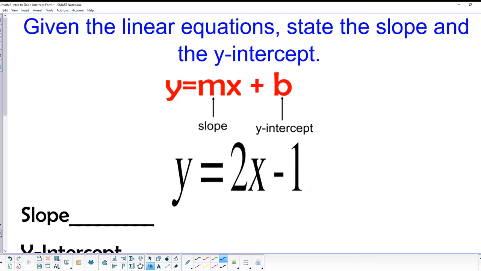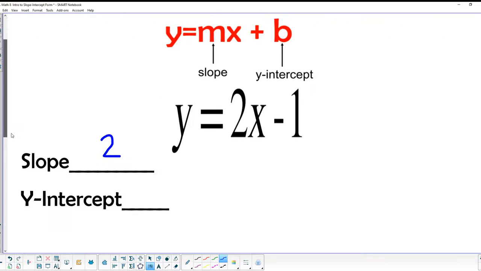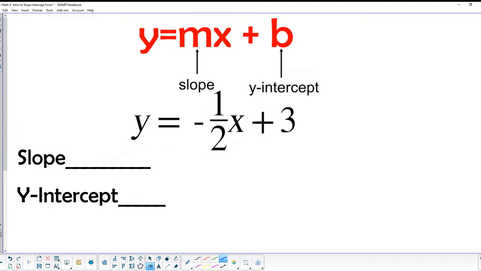How about this one? Well, the slope in this case would be 2, because it's the number in front of x. The y-intercept is actually -1 because that's the number behind x, so -1. How about this one? The slope is the number in front of x, which is -1/2. So it's got a negative slope. And the y-intercept, the place where this graph would cross the y-axis, is at +3.